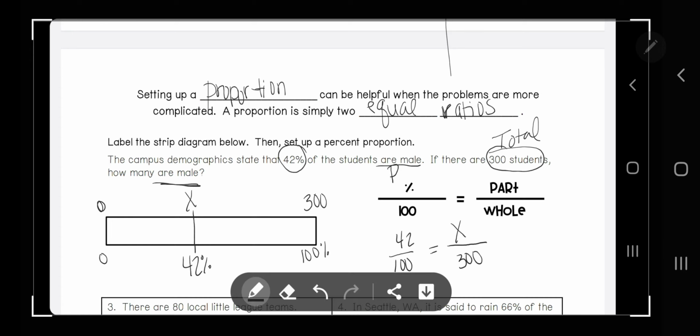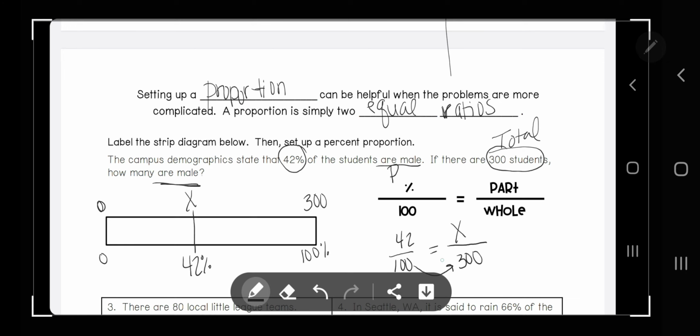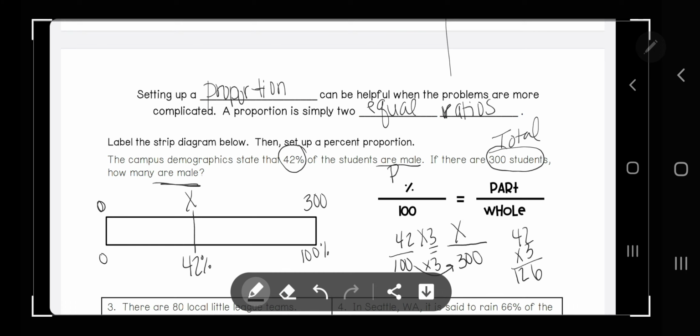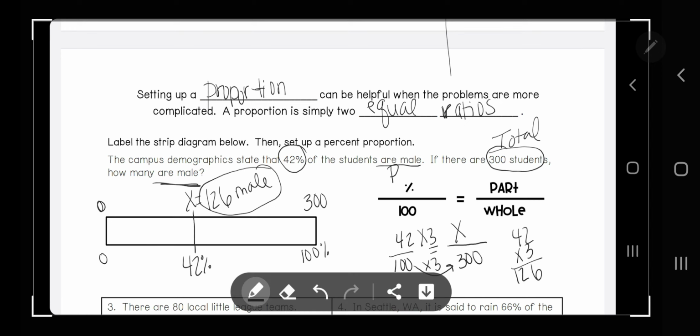Okay. And then we need to solve for this X. Now there's a couple ways you can do it. One way is I can say, how can I go from 100 to 300? Well, you can multiply by 3. Whatever you do to the bottom, you've got to do to the top. Well, 42 times 3. 3 times 2 is 6. 3 times 4 is 12. So this would tell you what this value is right here. So we know that 126 students are male. So that's one way that you could do it.